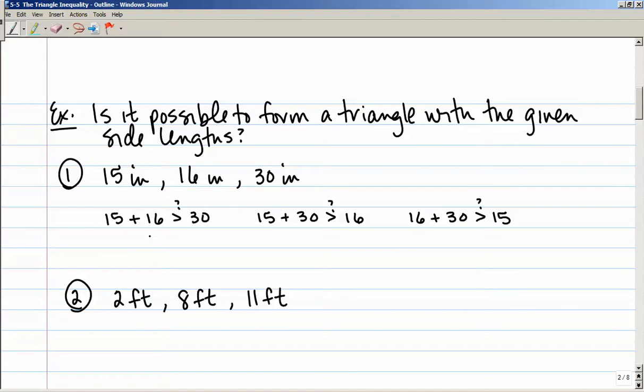So let's check each one of these. 31 is greater than 30. 45 is greater than 16. And 46 is greater than 15. So if you pick any two sides and add them up, it will always be greater than the third side. So yes, it is possible to have a triangle with sides of 15, 16, and 30.